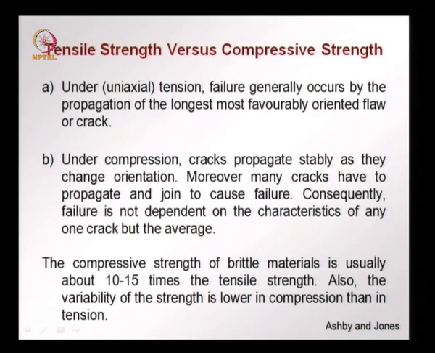Under tension, failure occurs by the propagation of the longest, most favorably oriented flaw, that is, one flaw can control the failure. It is obvious that in different specimens you will not have the same flaw size and the same orientation of the flaw, and therefore there will be a large variation when you test many specimens. That is why we find that the variability of the tensile strength is much higher than in compression.